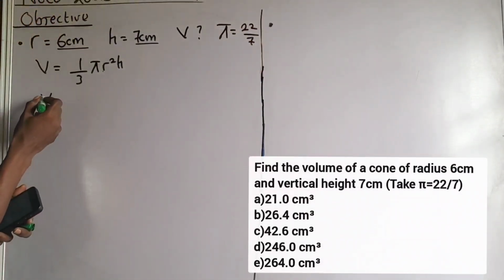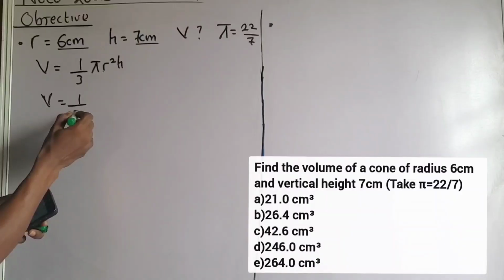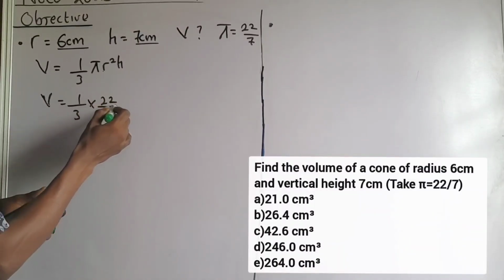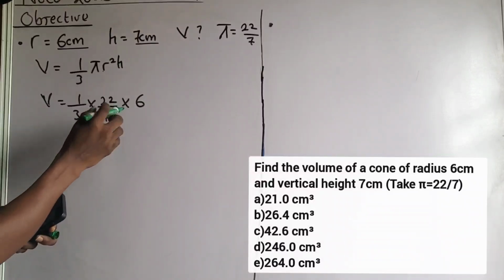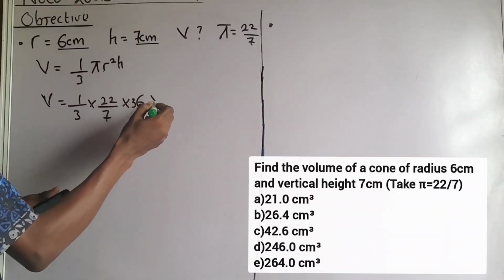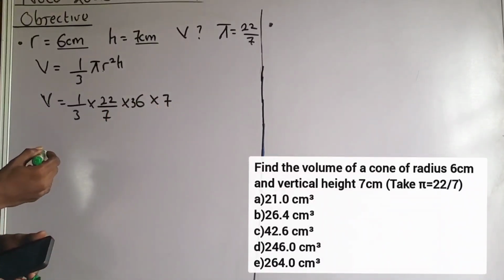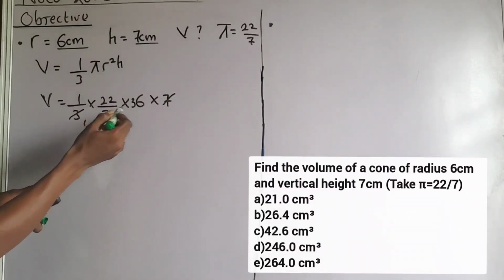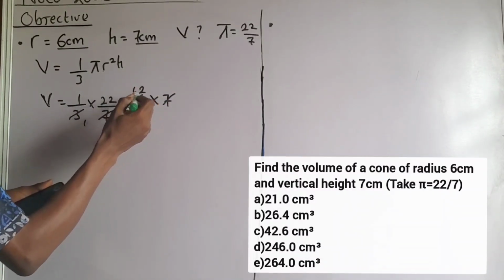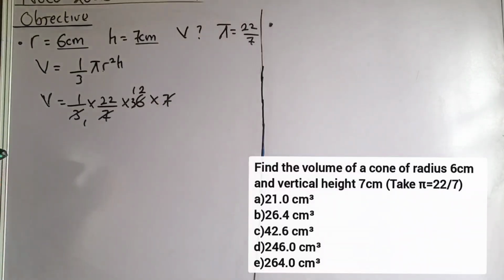So for this, you're going to have the volume equals to 1/3 times 22/7 times 6 squared. 6 squared is what? 36. So I'm going to have times 36 multiplied by 7. Do you understand? For this, this 7 will cancel this 7. 3 here 1, 3 here, that is 12. So the answer is the product of 12 and 7, I mean 12 and 22.